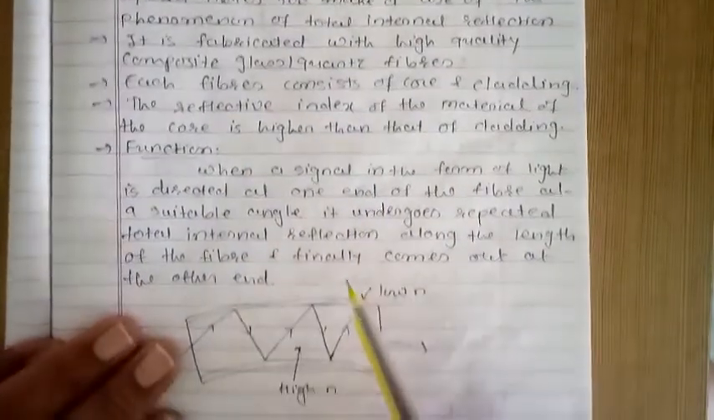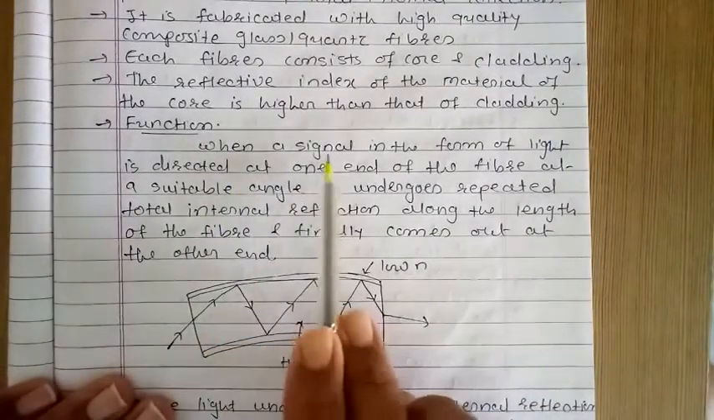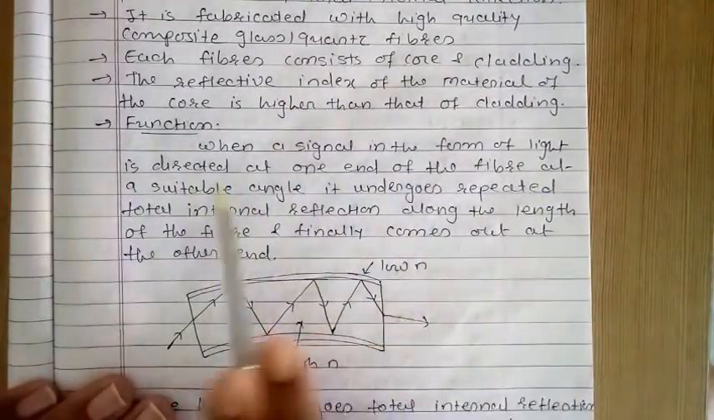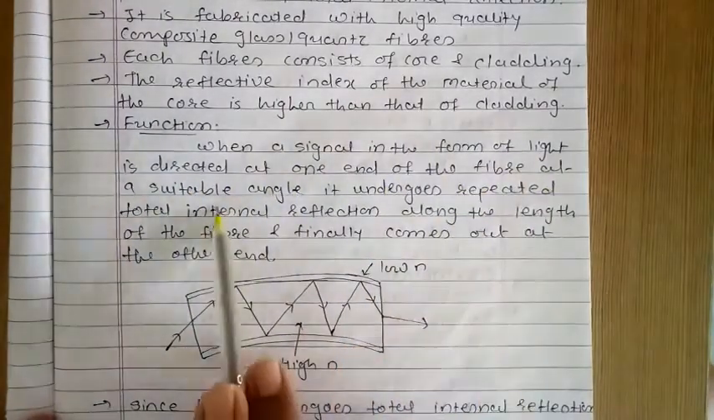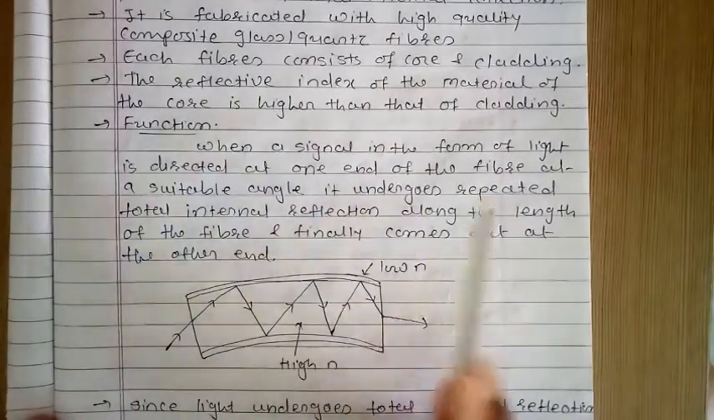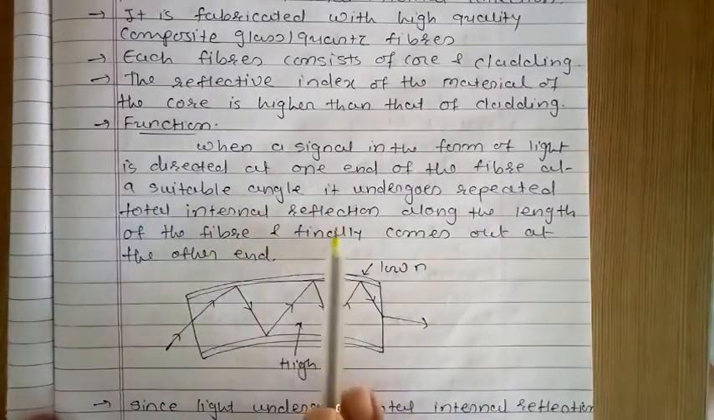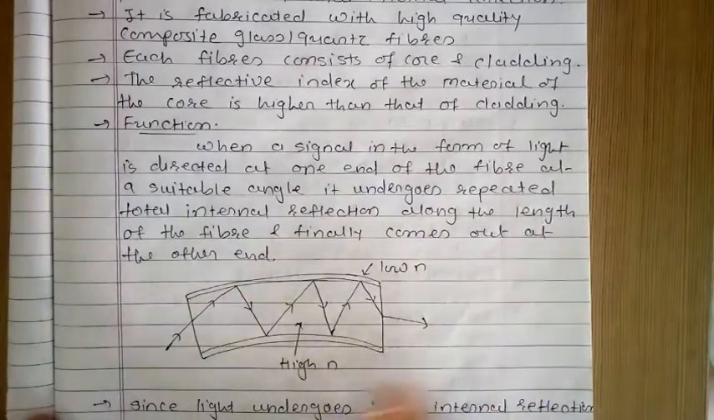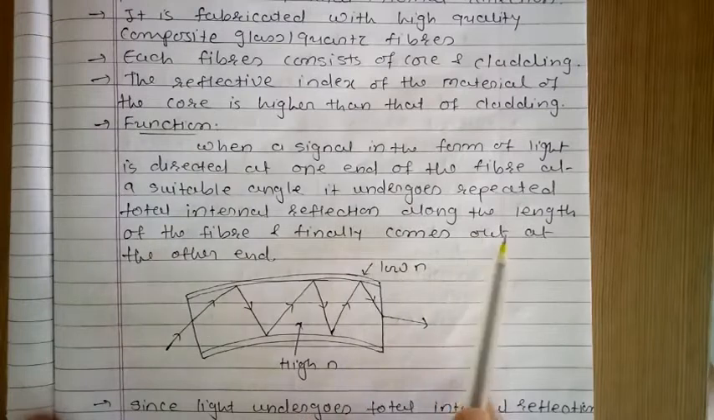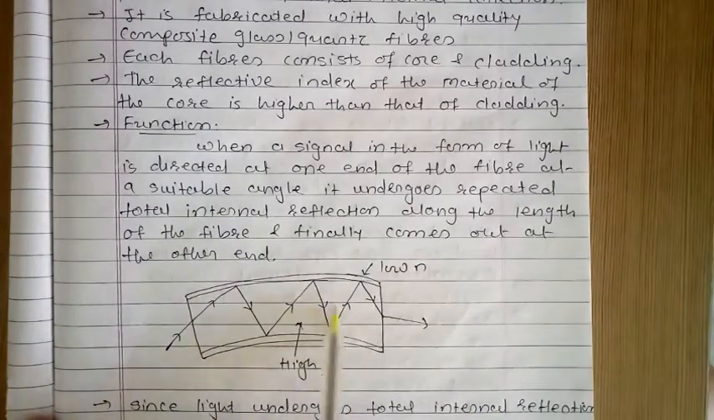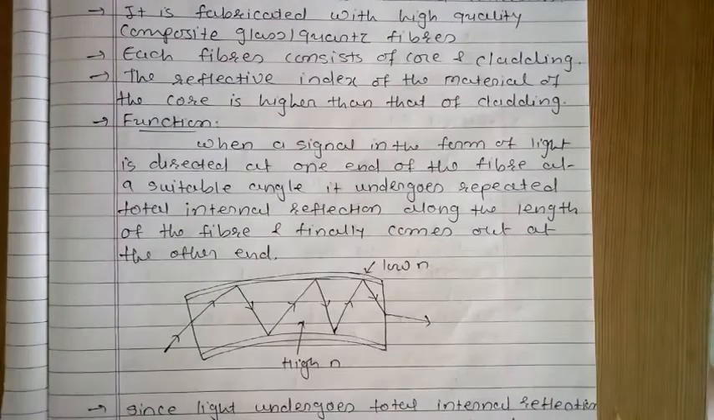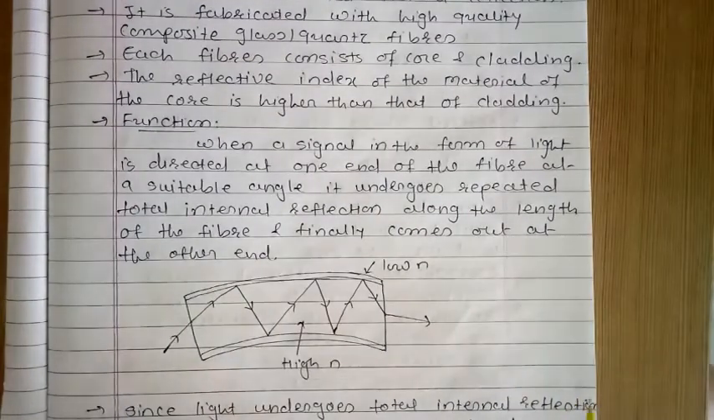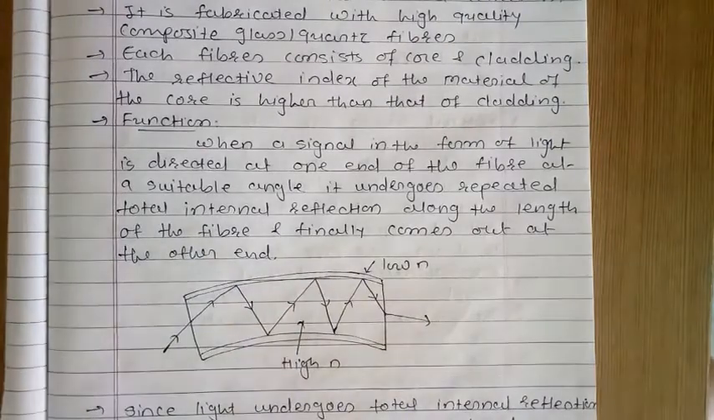Now, what is the function? The function is, when a signal in the form of light is directed at one end of the fiber at a suitable angle, it undergoes repeated total internal reflection along the length of the fiber and comes out at the other end. You can see in this figure, right? This is the core, higher refractive index, cladding lower, and finally the ray of light comes out at the other end.